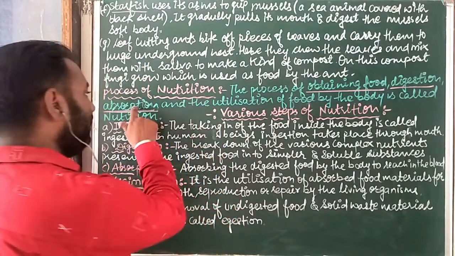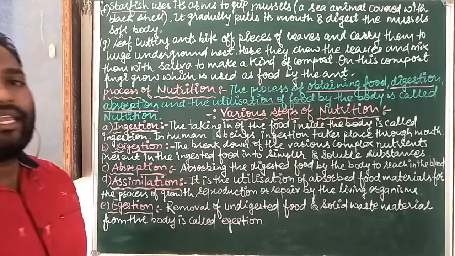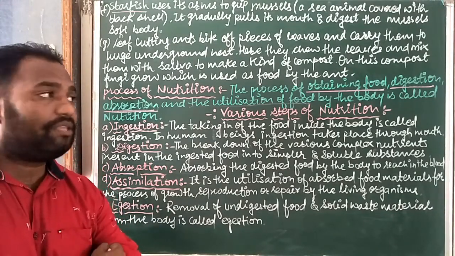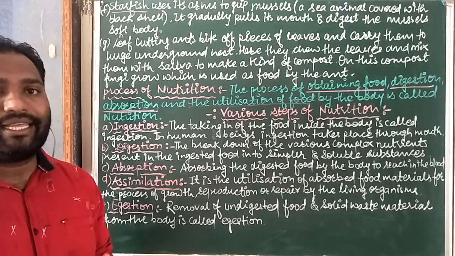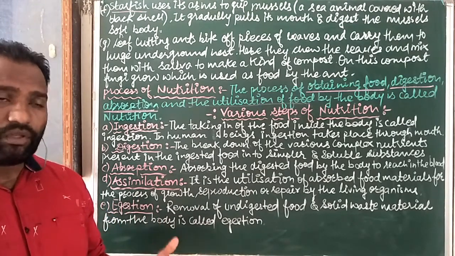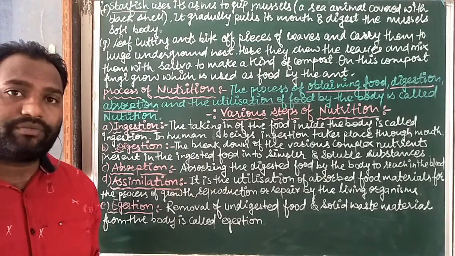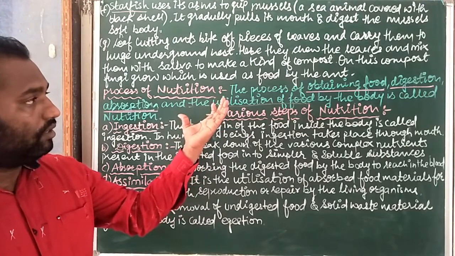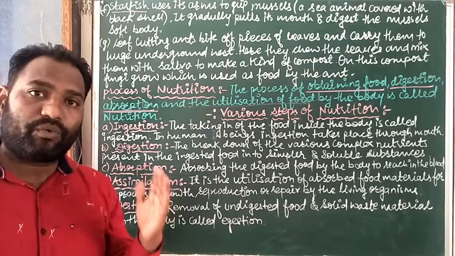Then, when the food is absorbed, comes the utilization of food by the body. It is utilized in daily activities, when we or animals are walking, running, going anywhere, locomoting. All these activities, inside or outside the body organs, are directly connected with energy, and energy comes from the food.